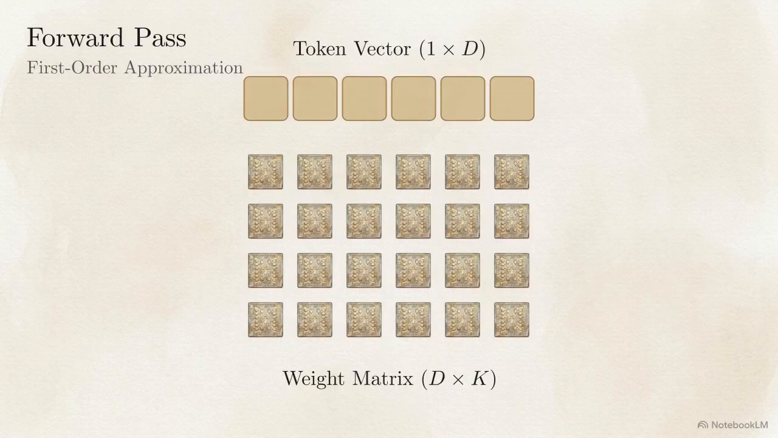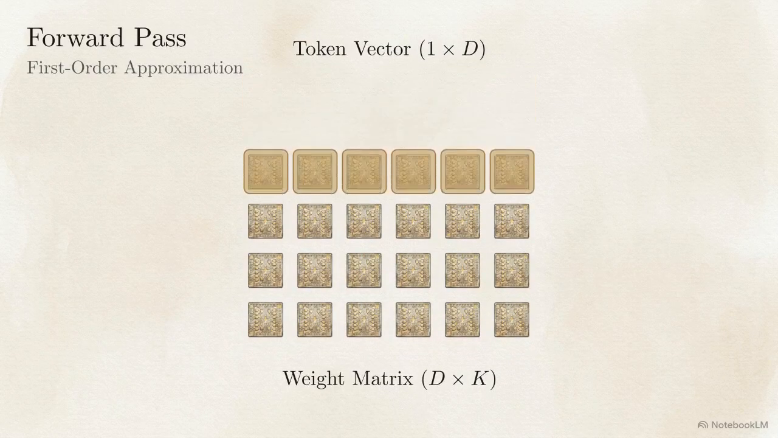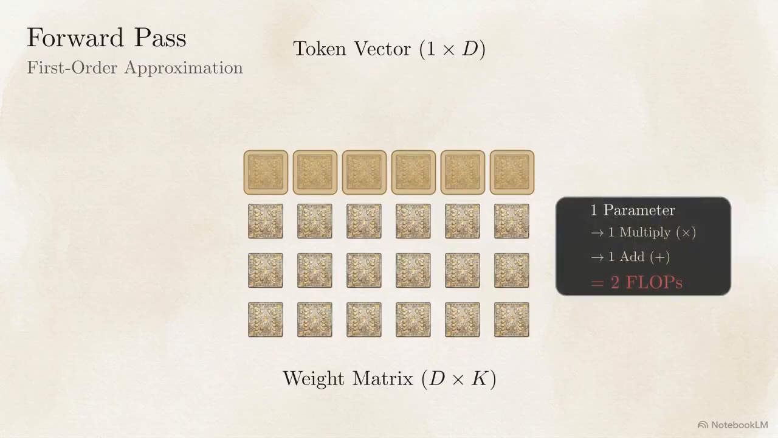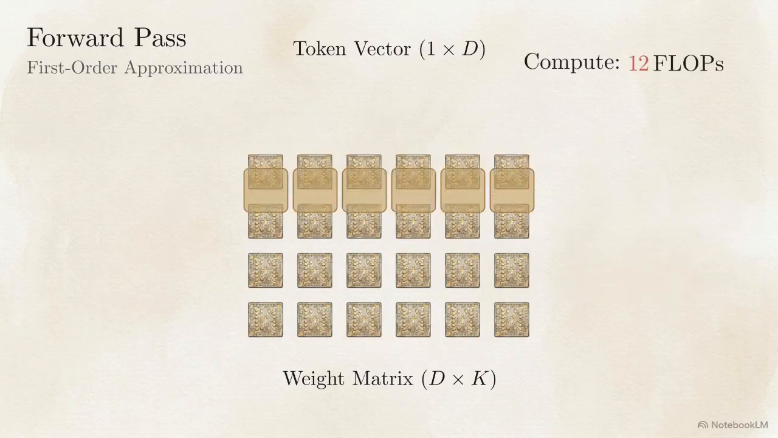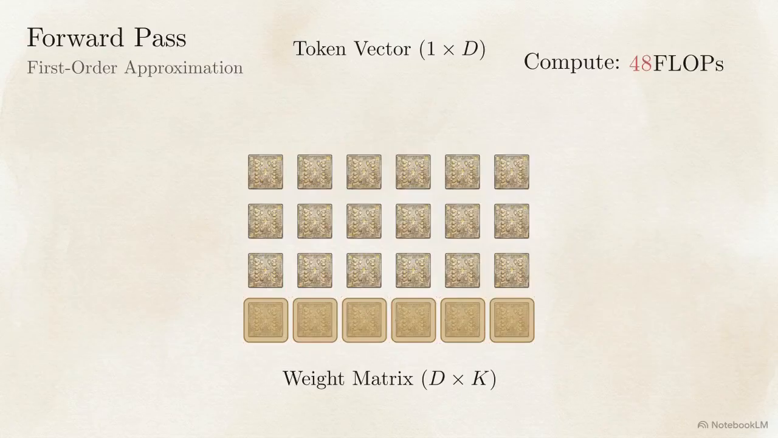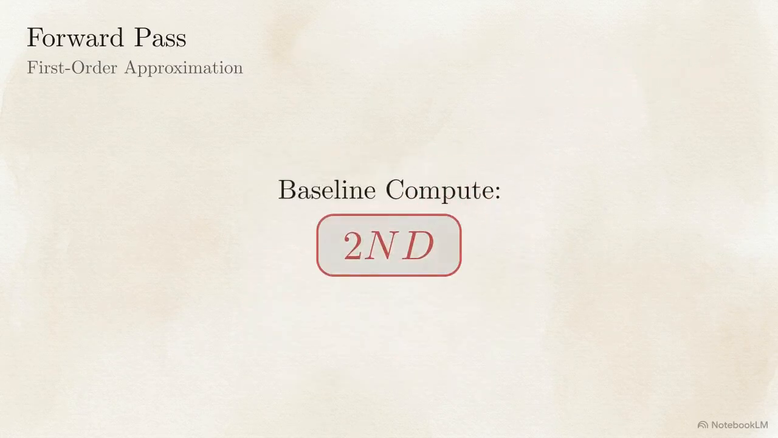A 1 by d input vector multiplies against massive d by k weight matrices. Processing a single token through a single parameter requires two floating point operations, one multiply and one add. That equates to a baseline cost of 2ND.